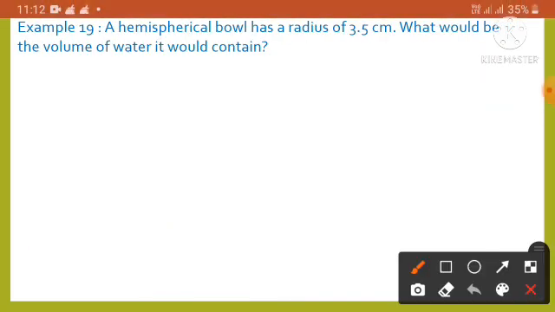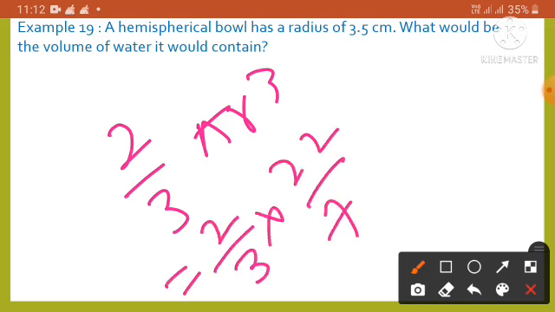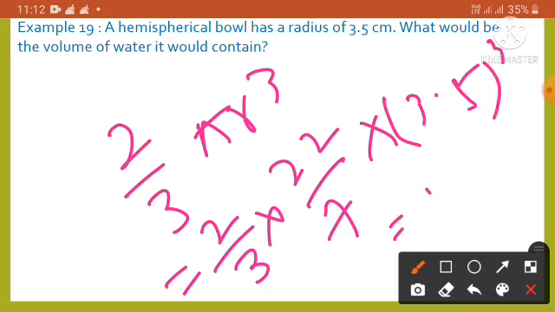Next is a hemispherical bowl that has a radius of 3.5 centimeter. What would be the volume of water it would contain? The volume of water the bowl can contain, it is a hemispherical bowl, so it is 2 by 3 pi r cube, so it will be 2 by 3 into 22 by 7, and radius here is 3.5 then cube, so it will be 89.8 centimeter cube.